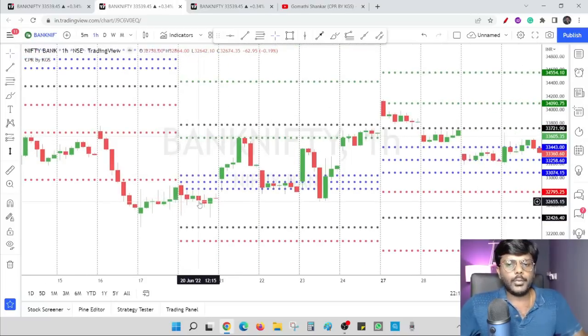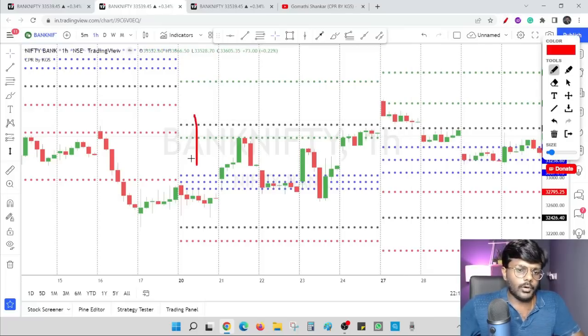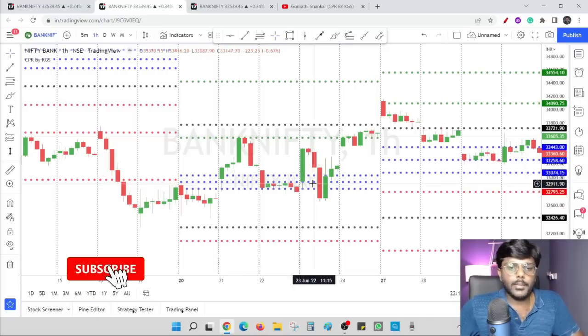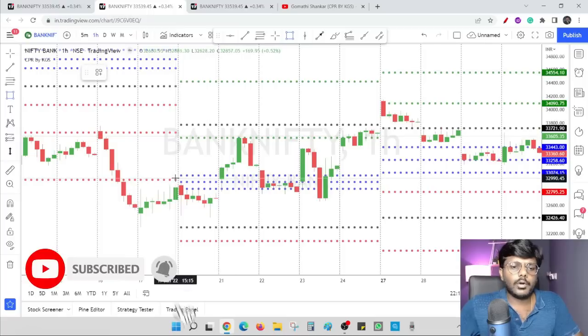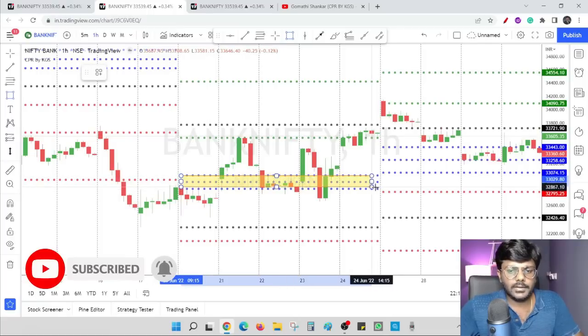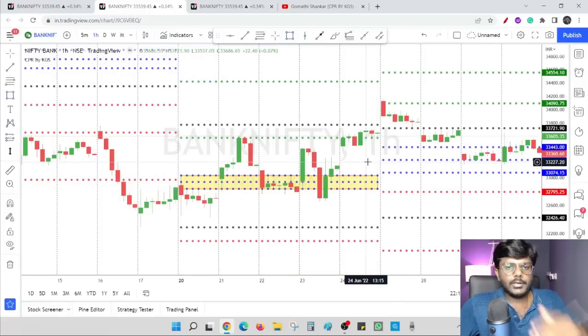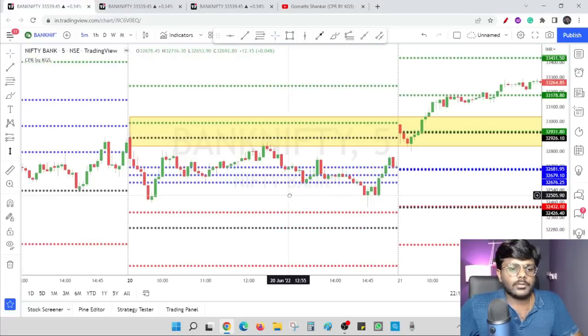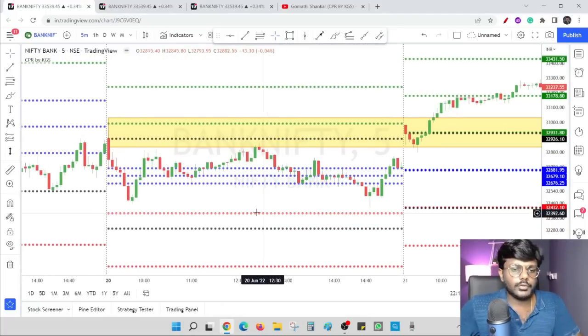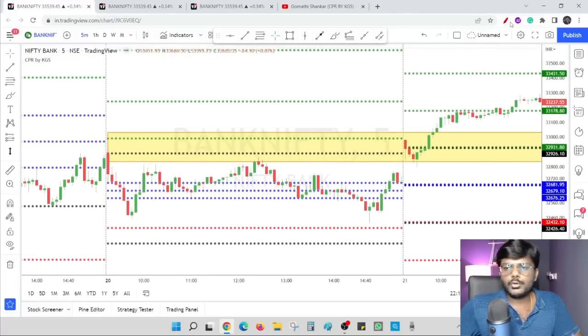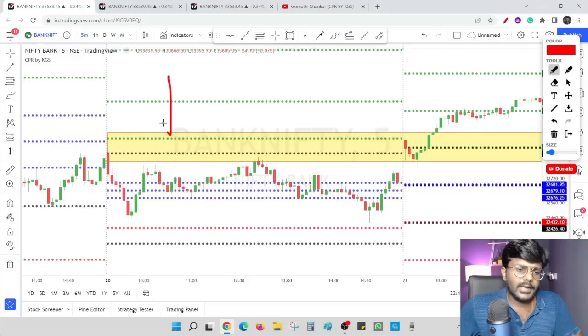On this particular week, the 3rd week of June, on the first day alone, on 20th June alone, the prices were below weekly CPR, and after that the prices were above weekly CPR. What I will do is draw a zone at weekly CPR so that it will be easy to see in daily CPR levels. So this is 20th of June. On 20th of June the prices are below weekly CPR.